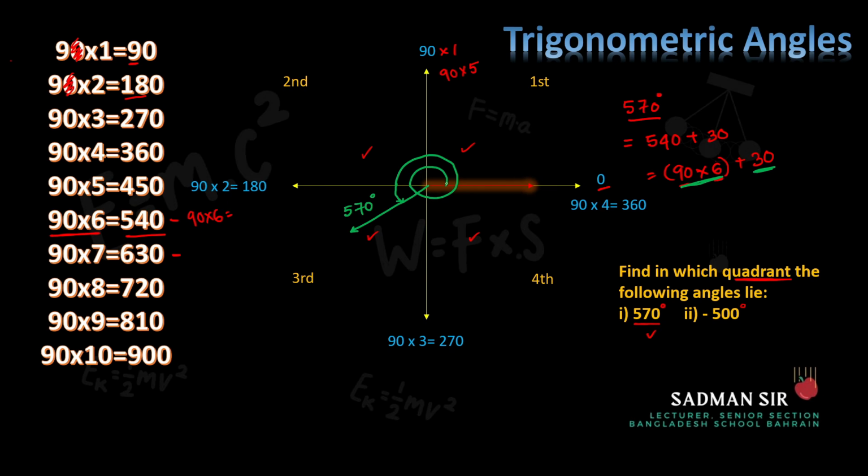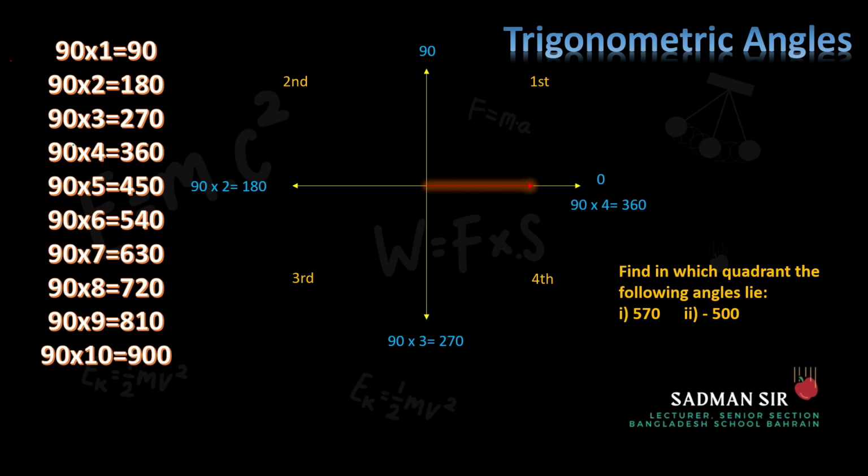So we can clearly understand that we completed one full rotation and then we went further to get to 570 degrees. So you have to show both this figure and this calculation, then inshallah you will get full marks for this. Okay, so we are done with a positive angle. Now let us see if you can find out where the minus 500 degrees will be.